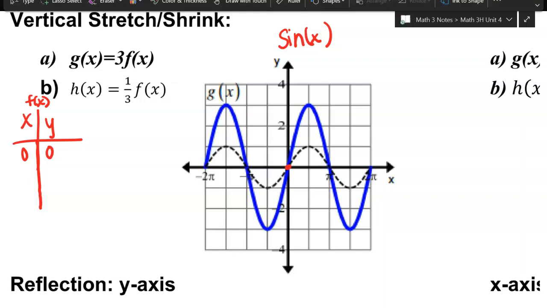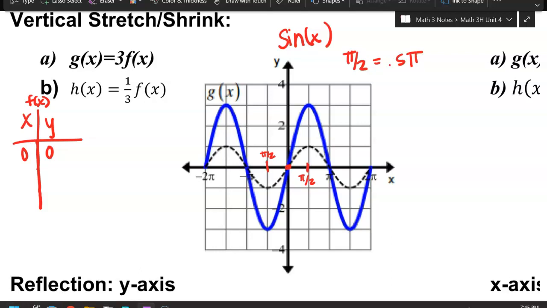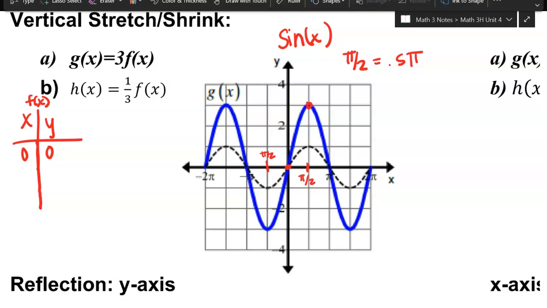All right, so these halfway points here, see this is pi and 2 pi, negative pi and negative 2 pi. Well, these points right here, these are pi over 2, or 0.5 pi. All right. We are going to be doing the vertical stretch. So we have our first point here.